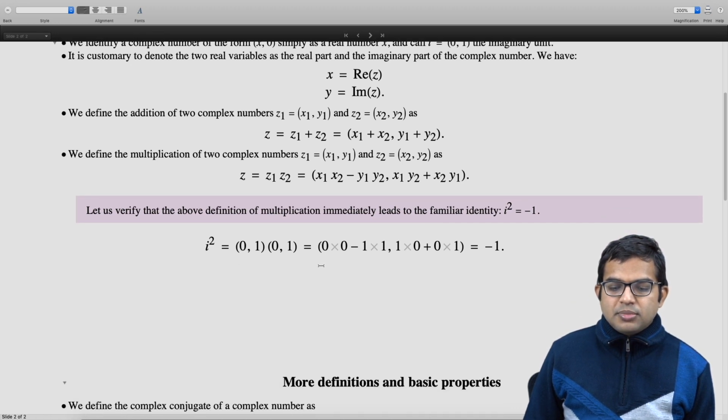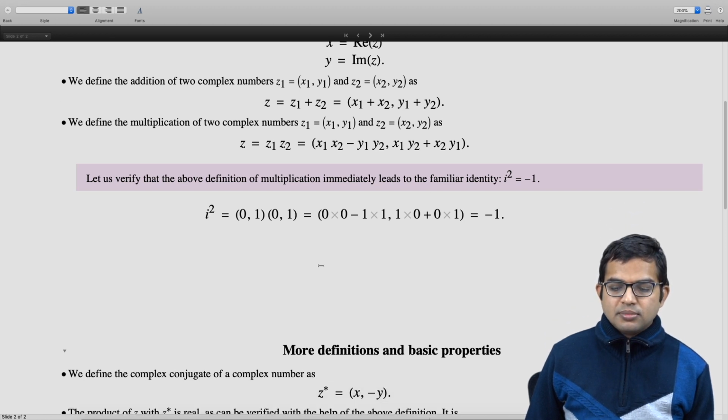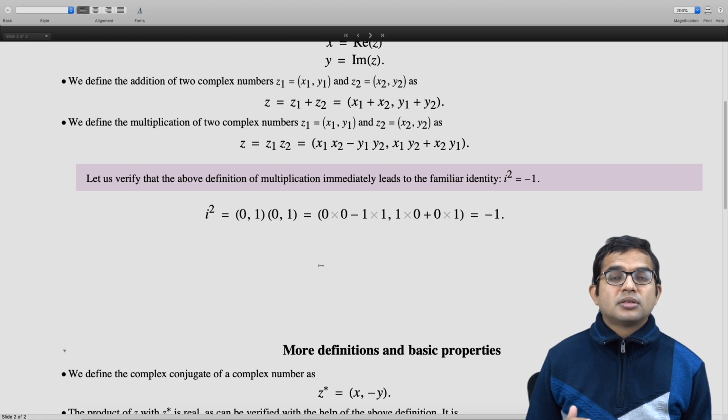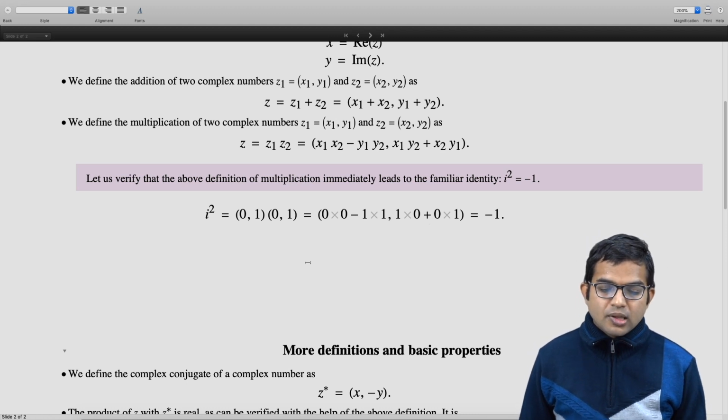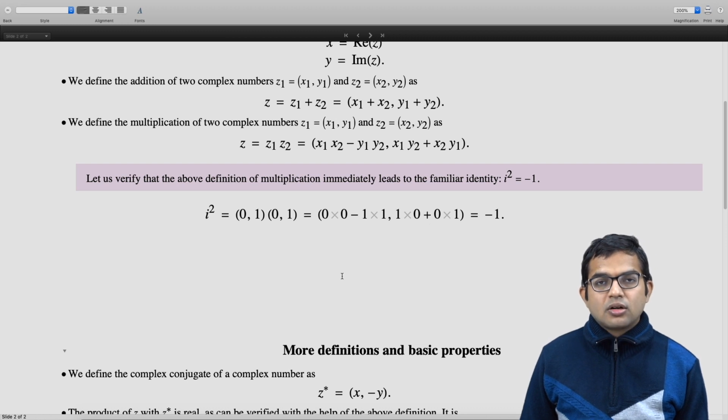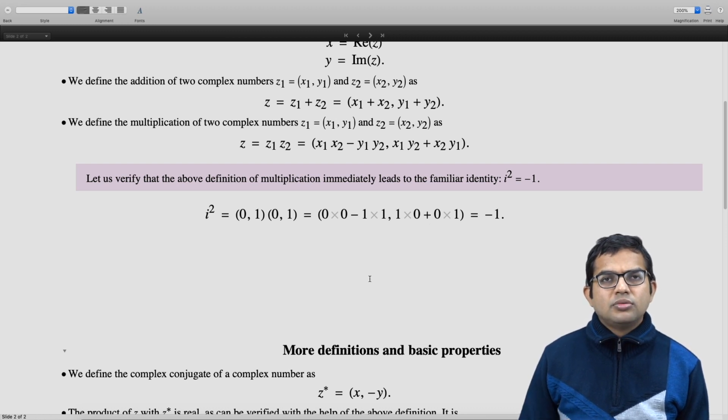Okay, some more definitions and some basic properties. Again, stuff which we should be familiar with. So the complex conjugate of a complex number is another complex number, which also has a real part and an imaginary part. You just have to specify these two to specify a complex number. And here the real part of this complex conjugate remains unchanged, and the imaginary part has a change of sign. So (x, -y), right? So z star is another complex number, and we will see how the complex conjugate makes a reappearance later on when we are studying the theory of analytic functions and so on.